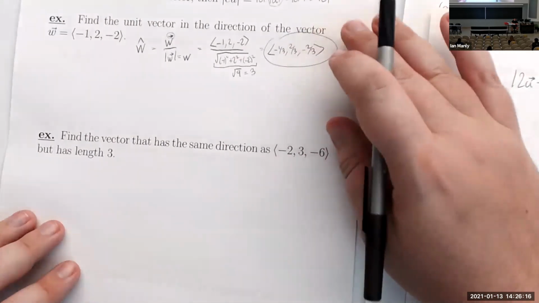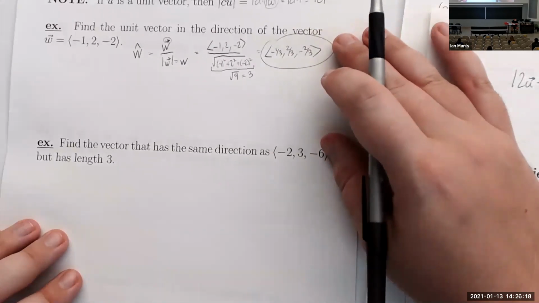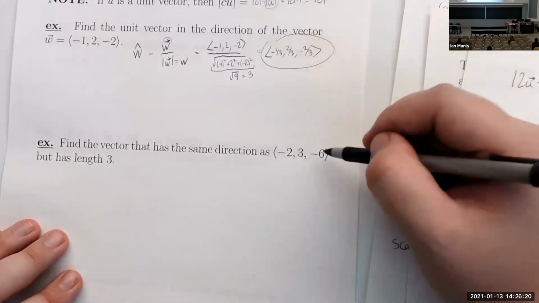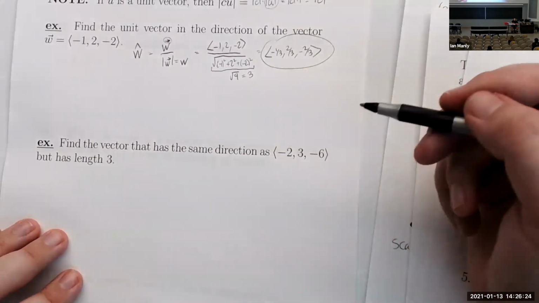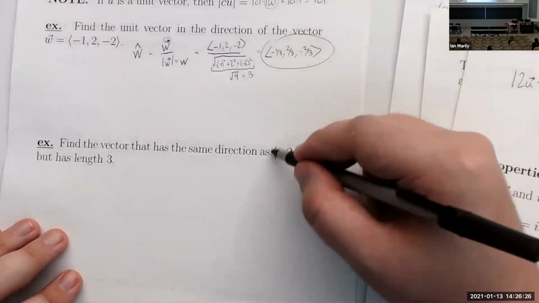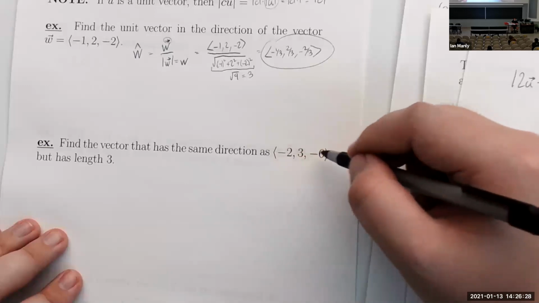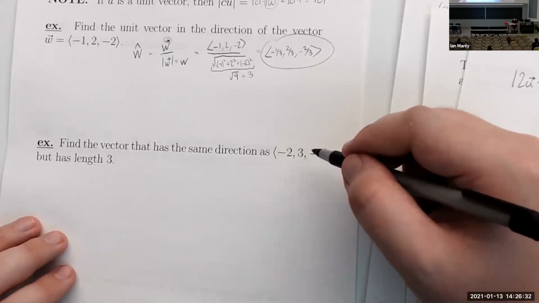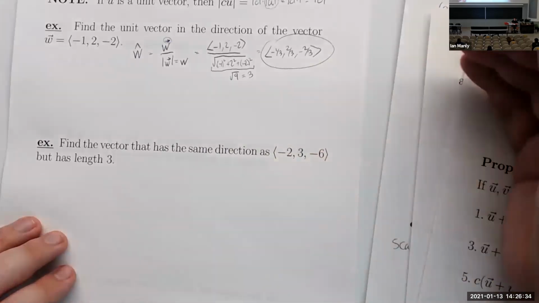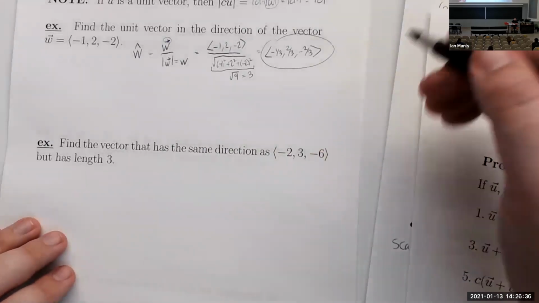Okay, this question's a little bit more involved here. Find the vector that has the same direction as this, but has length 3. So how are we going to approach this problem? What we're going to do is find a unit vector in this direction, and then what do you think we're going to do with that unit vector? Multiply it by 3. That's right. Both the in-person and the chat people got it.